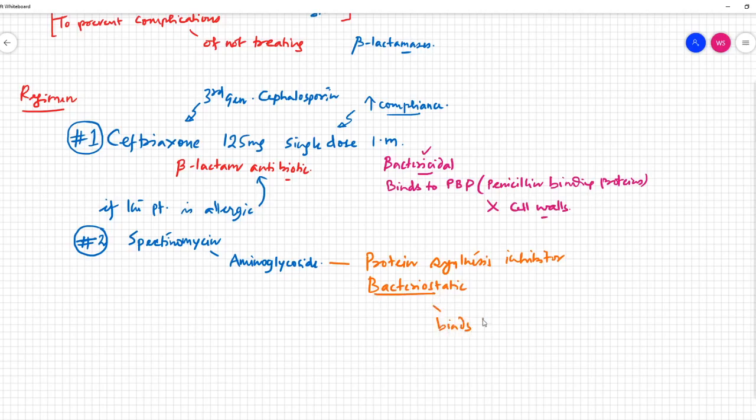It binds to the 30S ribosomal subunit, and thereby it inhibits, what does it inhibit? Protein synthesis. It inhibits protein synthesis.